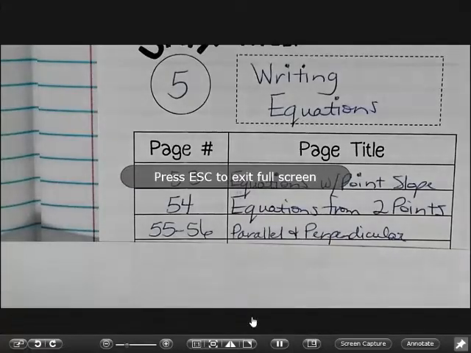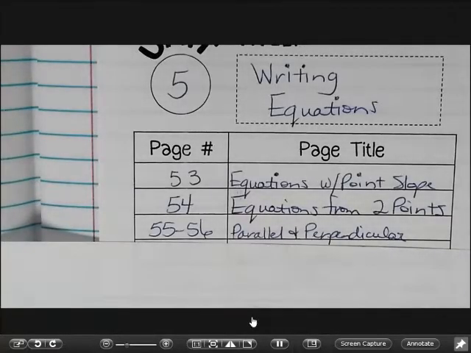So we've talked about equations using point slope form. We've talked about equations from 2 points. You guys did great on that. We practiced that yesterday. So we're kind of dropping into something a little bit different today with looking at these specific lines, which are parallel lines and perpendicular lines.